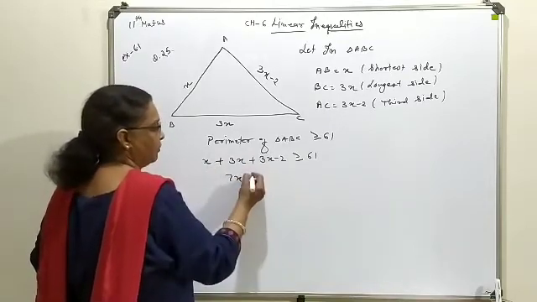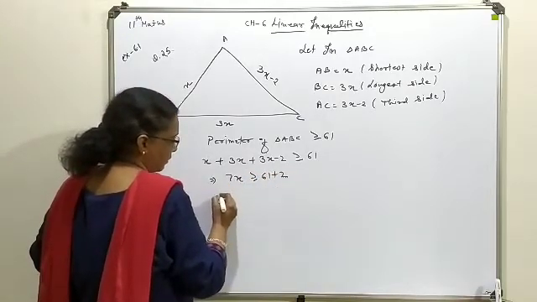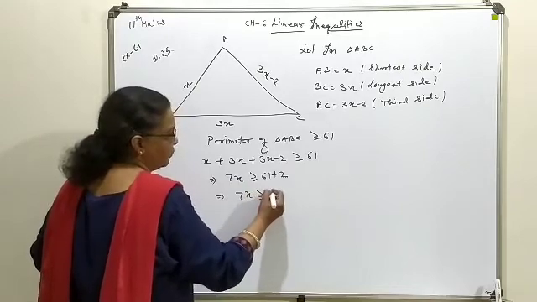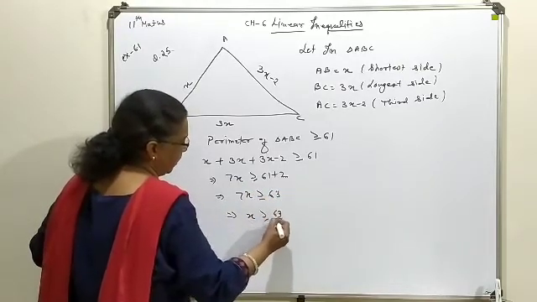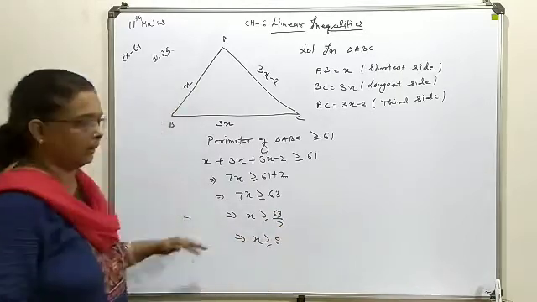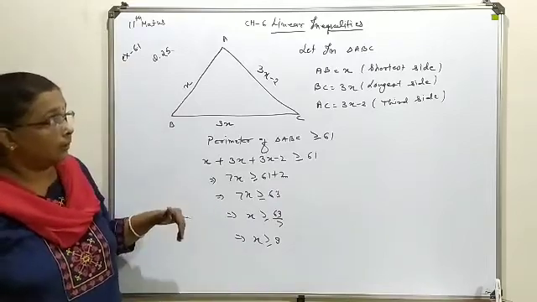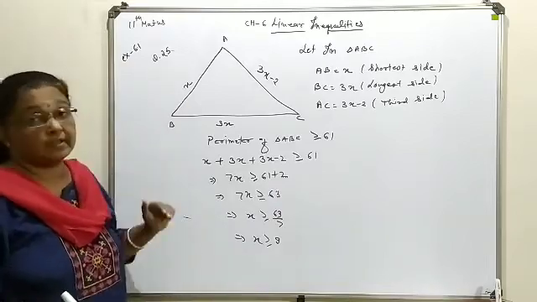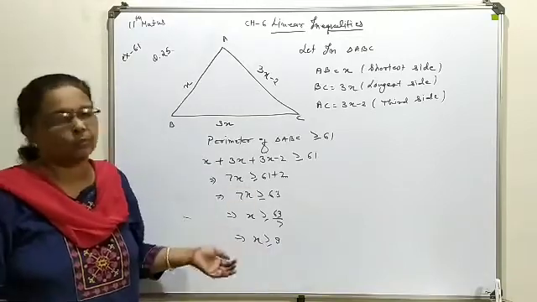This minus 2, you shift towards that side. So here 7x you will have as 63. So x you will have as 63 upon 7, which means x is greater than or equal to 9. So here you can say the minimum length of the shortest side is x equal to 9 centimeter. It may be more than 9.